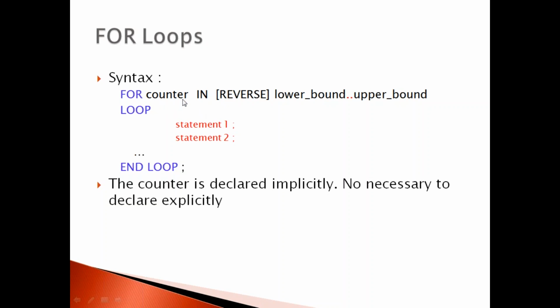For counter, this can be a user defined variable, or the for loop automatically declares a variable. We can consider that. For counter in lower bound to upper bound, or you can mention the reverse way also. It can go from 1 to 5 or from 5 to 1. And inside this you can write your statements. One more thing is that in the for loop, this counter will be incremented automatically by 1 every time. You cannot change that behavior. This counter is declared implicitly, we do not need to declare it explicitly, and it will be incremented by 1 automatically.